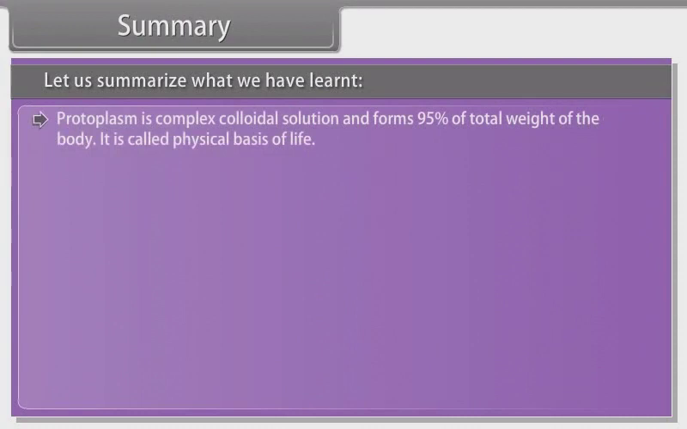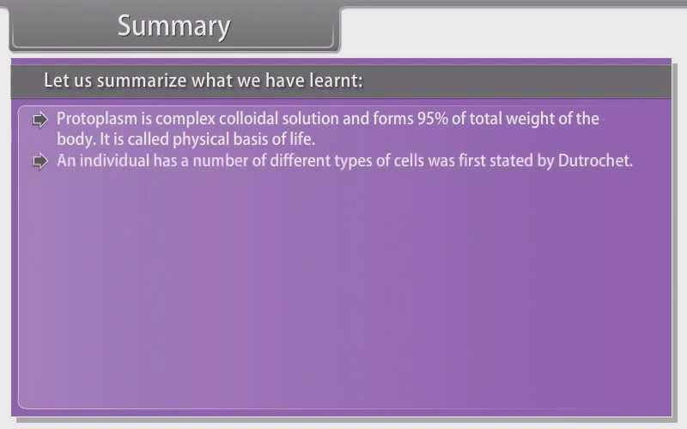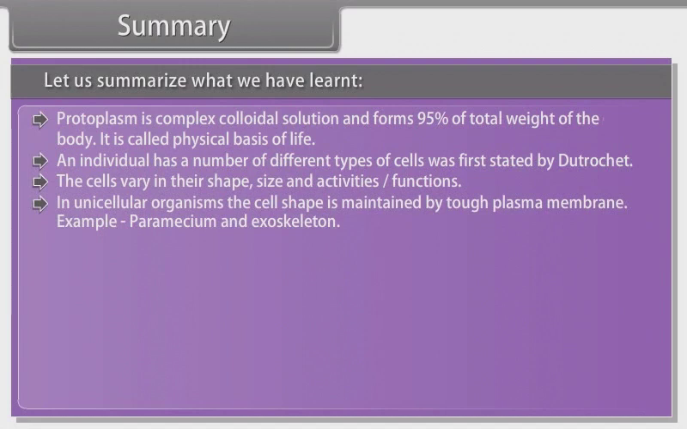Protoplasm is complex colloidal solution and forms 95% of total weight of the body. It is called physical basis of life. An individual has a number of different types of cells was first stated by Dutrochet. The cells vary in their shape, size, and activities or functions. In unicellular organisms, the cell shape is maintained by tough plasma membrane, for example, paramecium, and exoskeleton. Fixed shape of the cell occurs in most plants and animals.